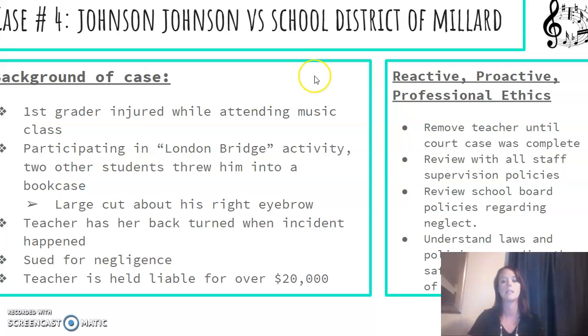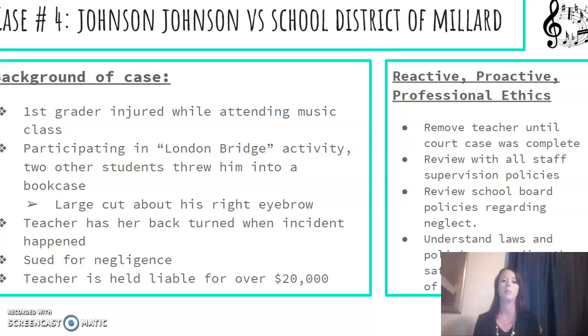This is an example, I feel like, of a case where teachers don't always see every little thing that's going on in their classroom, especially when you have such a large class. So in this case, a first grader got injured while attending his music class. The teacher had been having students participate in a London Bridge activity where they had to hug hands with other students. And it seems like two of the boys who were involved with this incident maybe were a little rougher than they should have been with the other student.